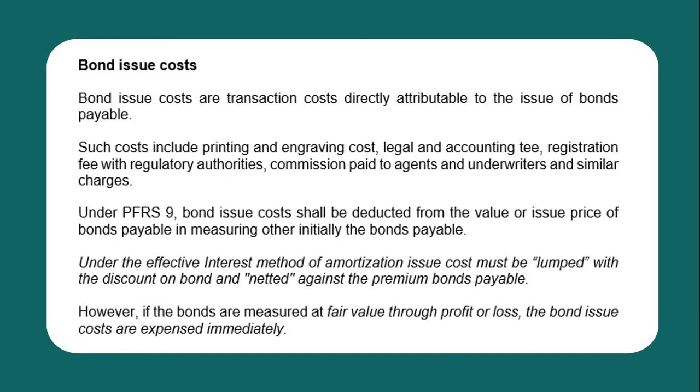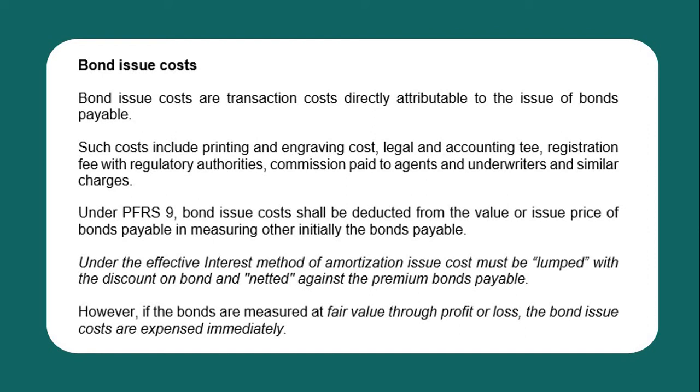Under the effective interest method of amortization, issue cost must be lumped with the discount on bonds and netted against the premium on bonds payable. So may pasabot ani. Kaning discount or premium on bonds payable, they cannot occur simultaneously. Isa lang yun na sila. Okay? Kung dili discount, premium. Kung dili premium, discount.